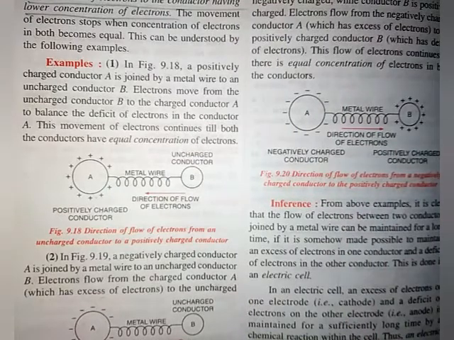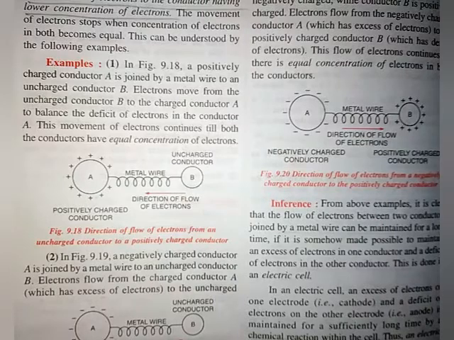So from these three examples, we have concluded that when two charged conductors are joined by a metallic wire, free electrons flow from the conductor having a higher concentration of electrons to the conductor having a lower concentration of electrons, and the movement of electrons stops when the concentration of electrons in both becomes equal.